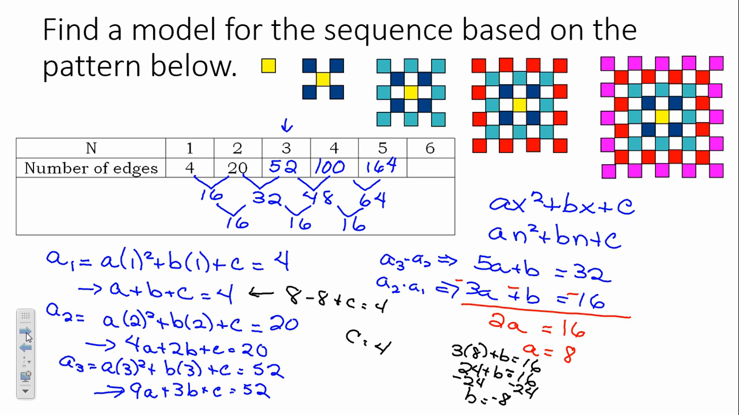Okay, so we have found a formula for this sequence, where a was 8, b was -8, and c was 4.